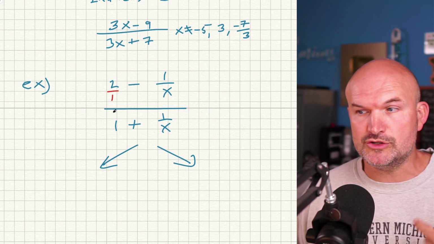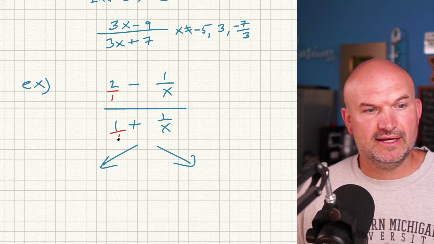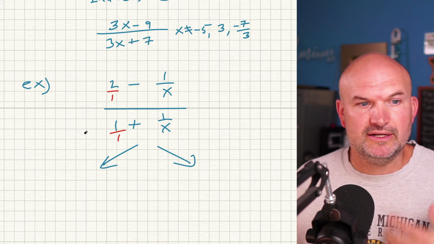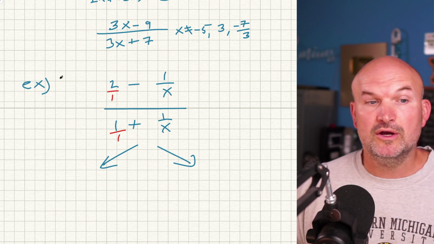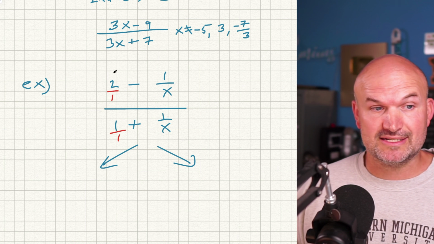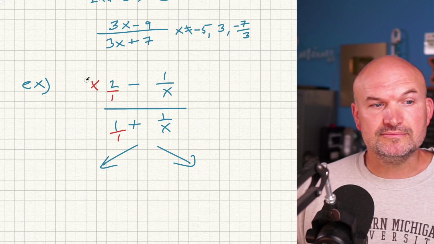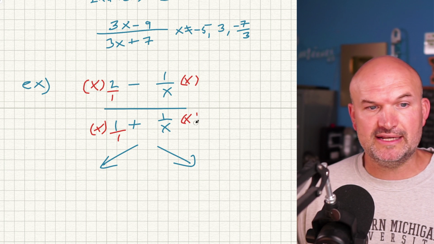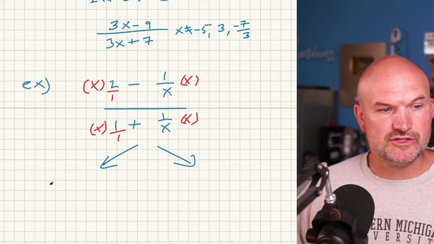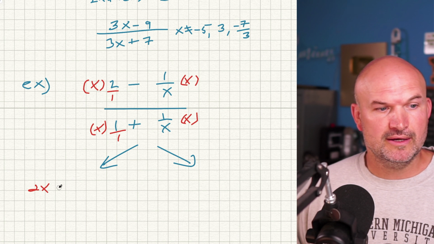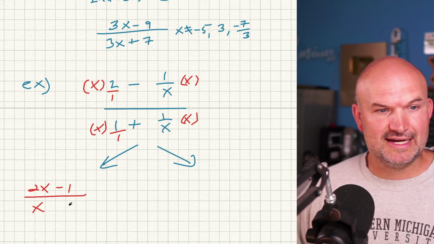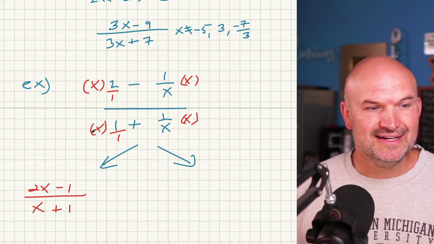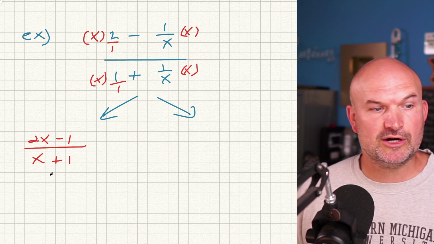I can rewrite 2 as 2 over 1. I can rewrite a 1 as 1 over 1. And I can say, what is the smallest expression that all of these are going to divide into? That is simply going to be an x. So I'm going to multiply every single one of these expressions by x. That is producing my equivalent fractions. So in this case, I'm going to be left with 2x minus 1 divided by x plus 1. And there you go, we are all done.